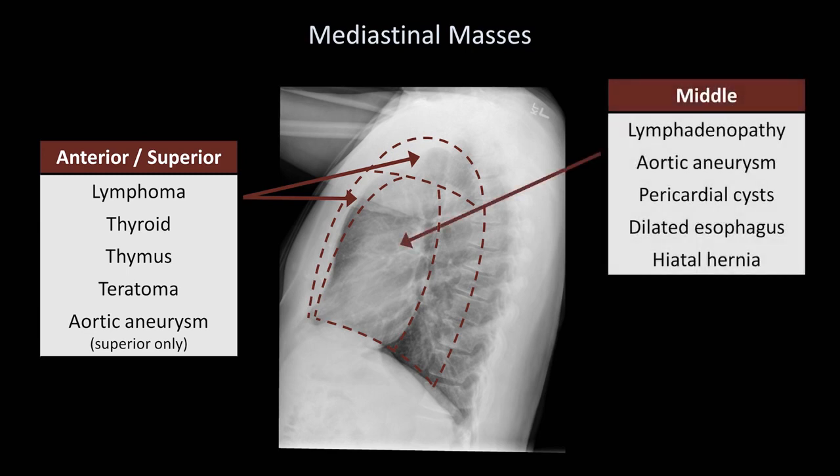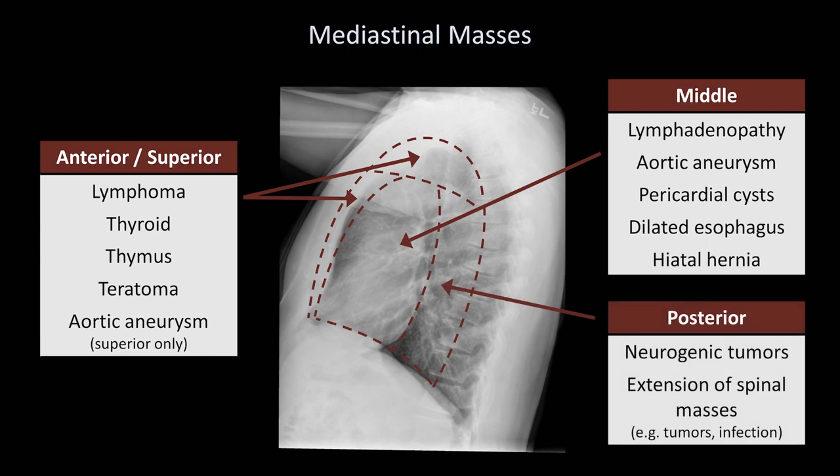The middle mediastinum includes everything within the pericardium and is variably defined to also include the subcarinal, paratracheal, and hilar lymph nodes and the esophagus. The differential diagnosis of masses here include lymphadenopathy from any cause, an aortic aneurysm, pericardial cyst, dilated esophagus, or a hiatal hernia.